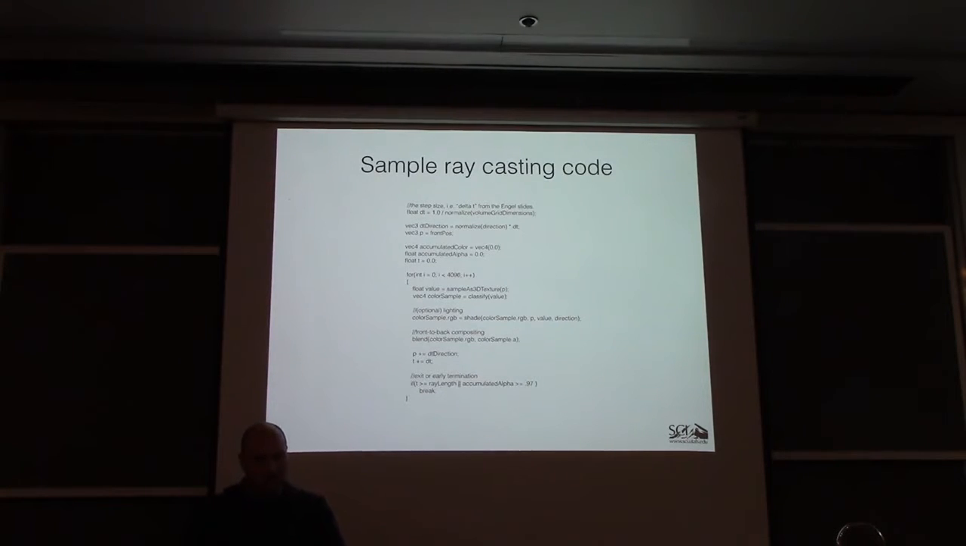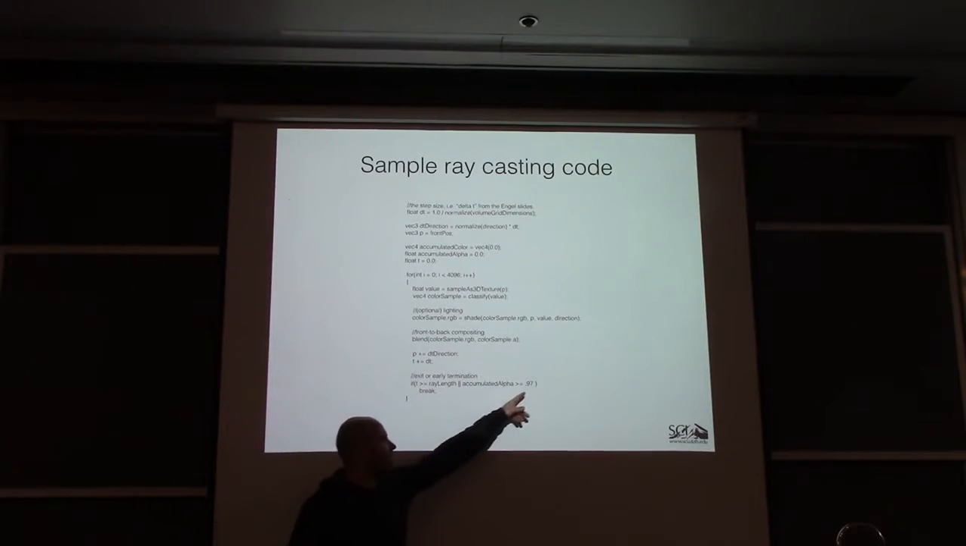Then I'll talk, and then you, optionally, if you want it, you do lighting. So you have this shade function that applies the Phong or the diffuse model. And then you have the blend operator, and that's using the blend code that we had before. Then you increment your sample, using that step size, that delta t concept we had before. And then you determine if you can early terminate.